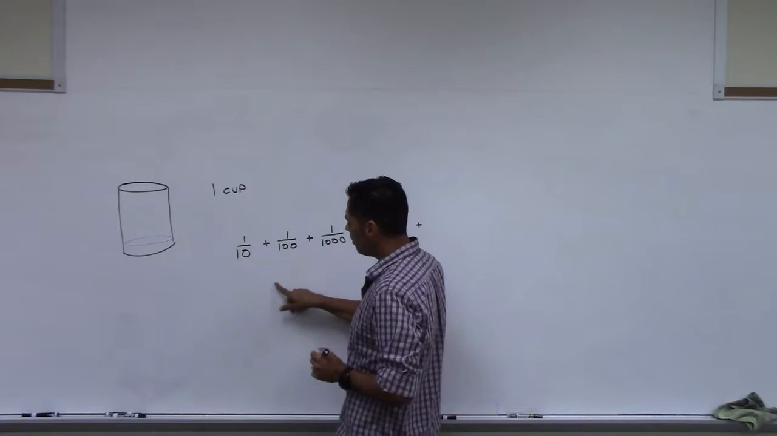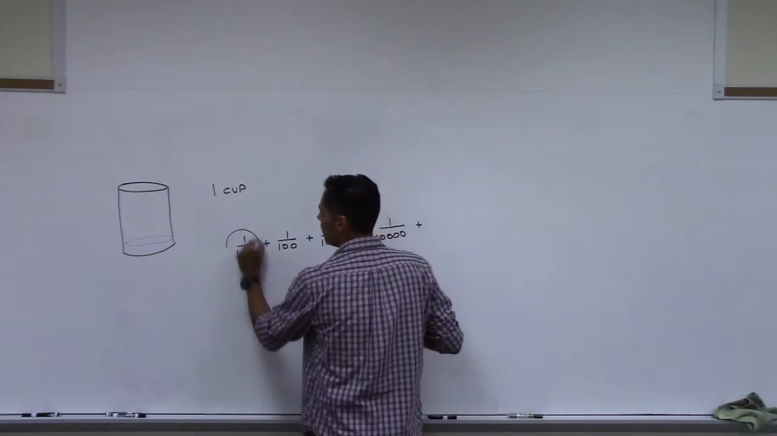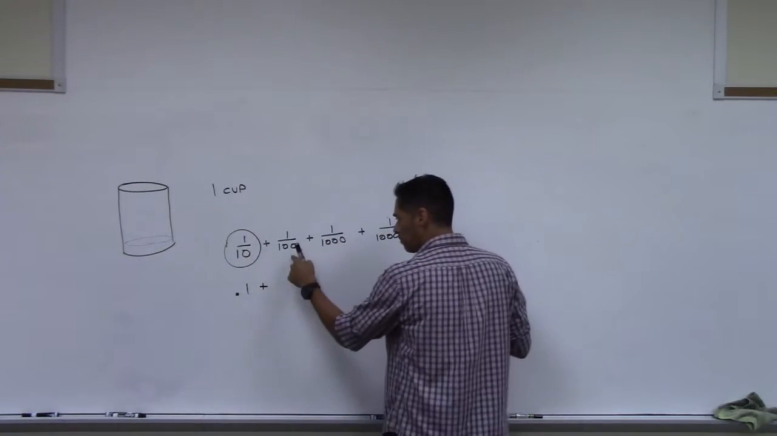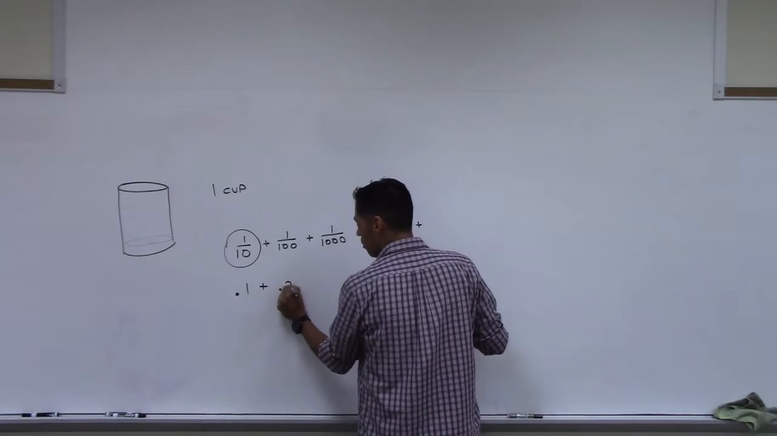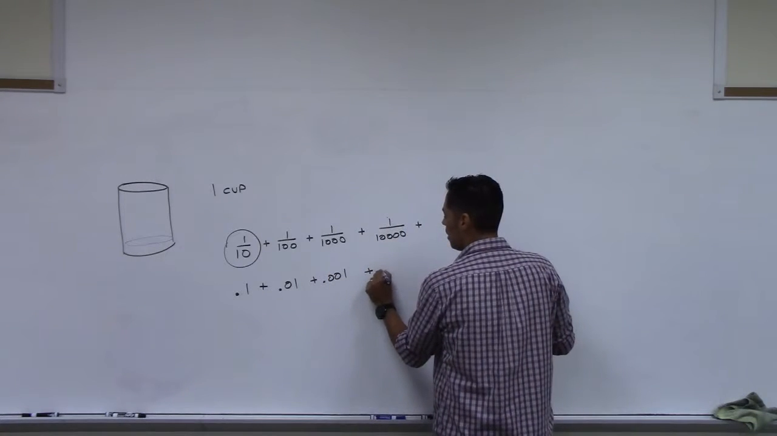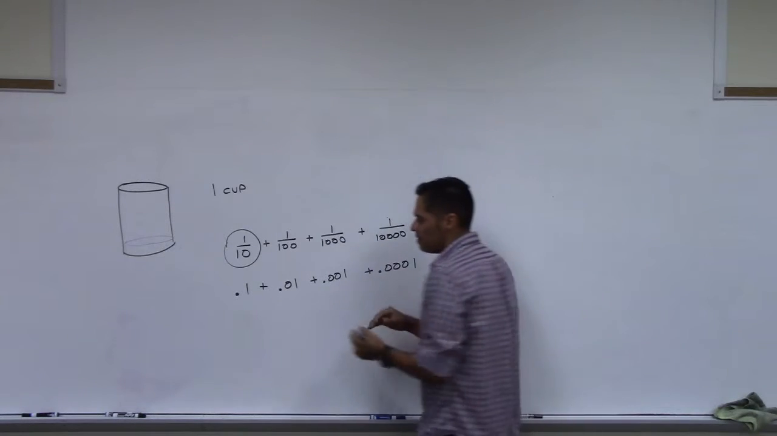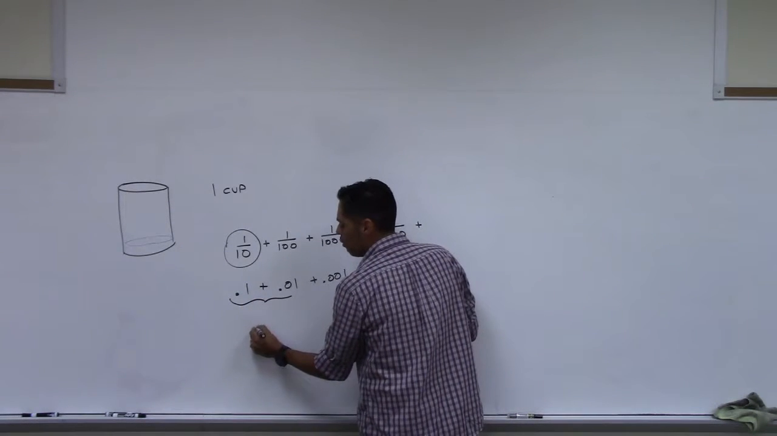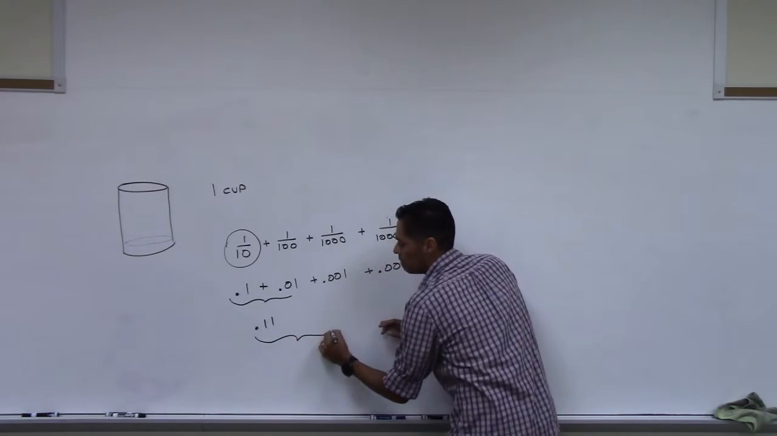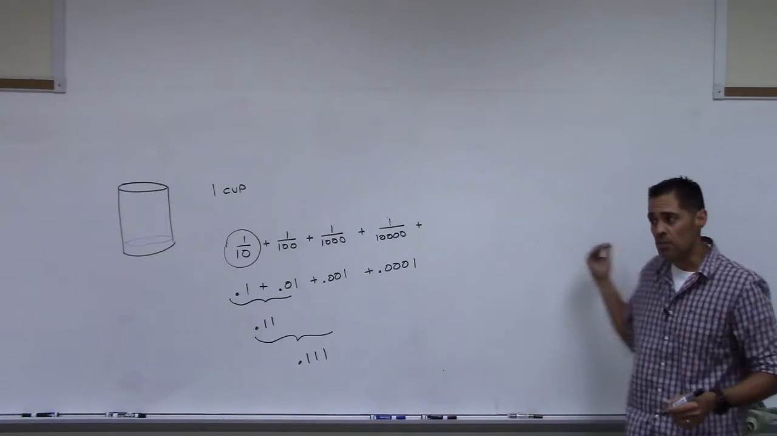I'm going to convert each of these fractions to decimals. This right here is 1/10, and as a decimal, that's 0.1. Plus this right here is 0.01, and this one is 0.001, and this one is 0.0001. You get the idea? Let's start adding these up. If I add these two together, I get 0.11. Then if I add the next one, I get 0.111, and I keep doing that forever.